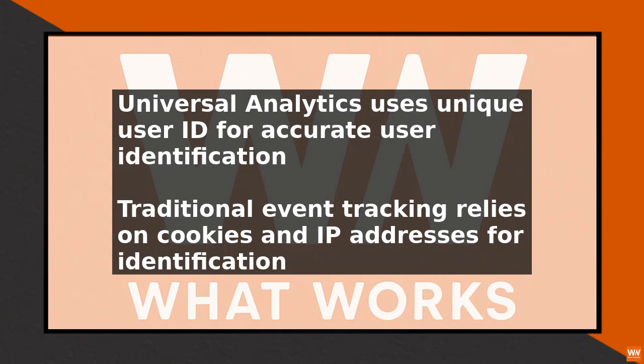Now, let's look at the differences in data analysis. Universal Analytics provides more advanced analysis capabilities, including cross-device tracking, audience reporting, and data import. Traditional event tracking, on the other hand, is limited to basic event reporting and analysis.